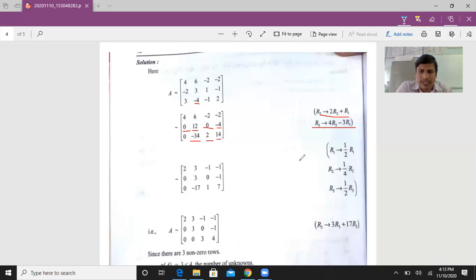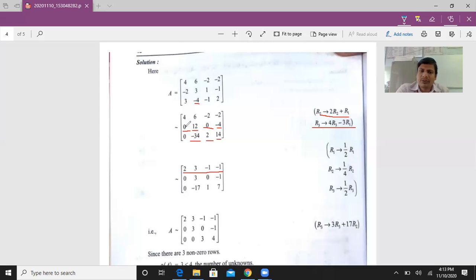Okay, next come to here, that is minus 2. That's why R1 equal to 1 by 2 R1, means divide the first row by 2. 4 by 2 is 2. 6 by 2 is 3. Then 2 by 2 is 1, minus 1. Then minus 2 by 2 is also minus 1. I write here 2, 3, minus 1, then minus 1.